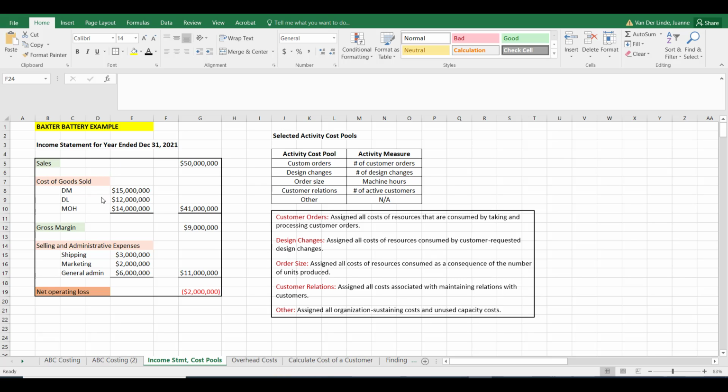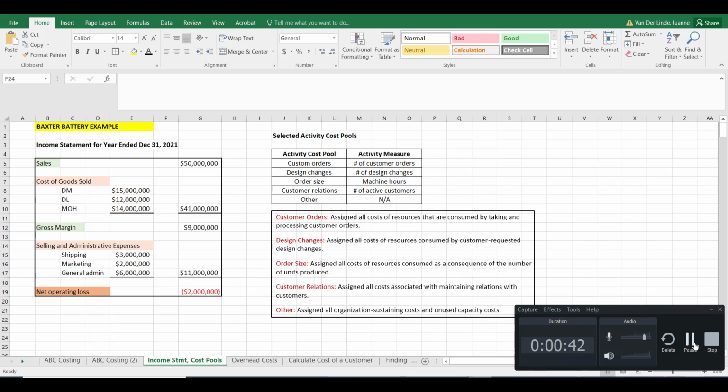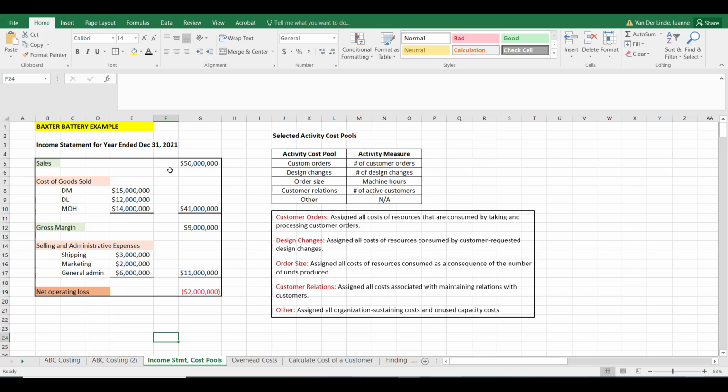Sales minus cost of goods sold gives us gross margin. Then we list our selling and administrative expenses, and that gives us either a net operating income or loss. So in this case, they're operating at a loss. So in this example, Baxter Battery wants to try the ABC costing system and see how the numbers differ. So at the end of the day, there's still going to be the same bottom line, but the distribution of costs are different between traditional costing and ABC costing.